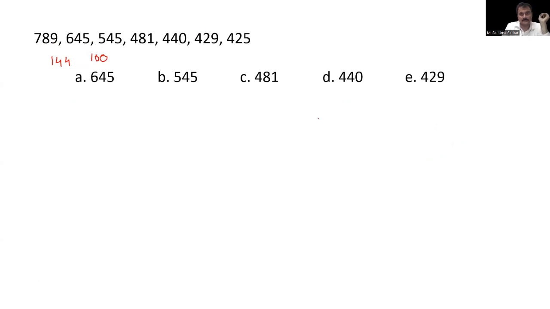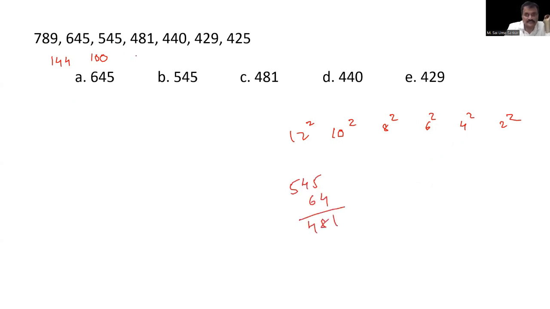Next, here 12 square, 10 square, 8 square, 6 square, 4 square, 2 square. Suppose, let us check whether it is correct or not. And here 545 minus 64, this is equal to 481. Yes, this satisfies. This is equal to 64. What next? 36. That means 481 minus 36. Yeah, this is equal to 5.